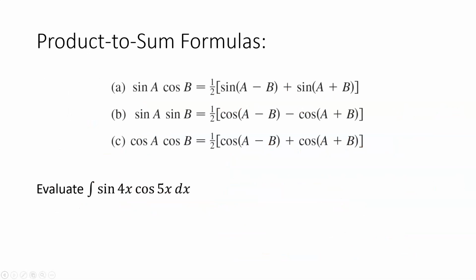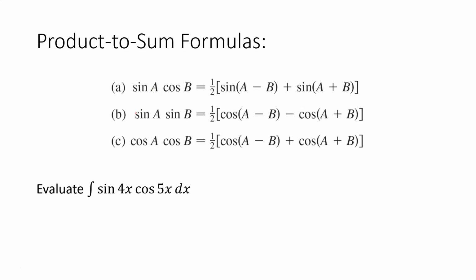And then one last set of formulas we want to look at are the product to sum formulas. So these are trig identities that allow us to rewrite a product in the form sine A cosine B, or in the form sine A sine B, or in the form cosine A cosine B. And in each case we're rewriting it as a sum of two trig functions as opposed to a product.